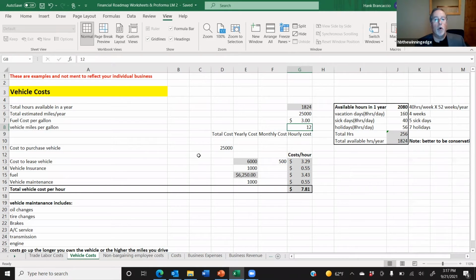Now, cost to purchase a vehicle. Is this the right number? I don't know. It all depends on the vehicle you're buying. If you're buying a fancy vehicle, $25,000 isn't going to cover it. If you're buying a pickup truck, maybe it will cover it. If you're buying a heavy duty van, maybe it will cover it. You've got to do a little research on this one. This isn't that hard to do. It all depends on what you're purchasing and what that number would be.